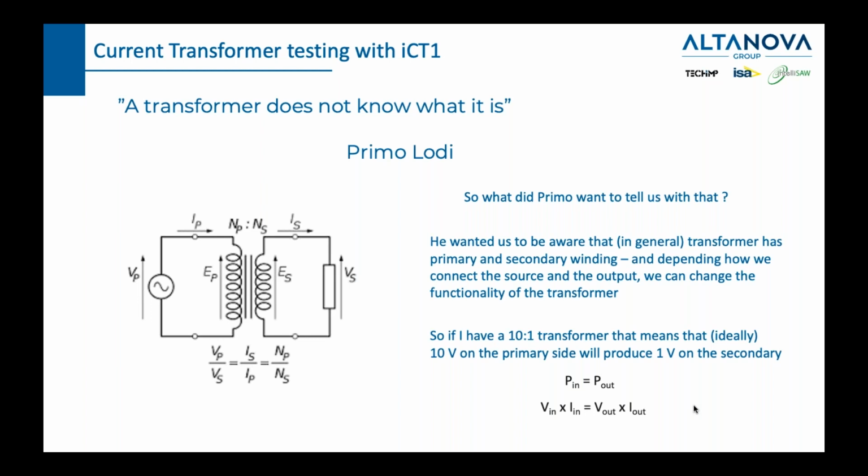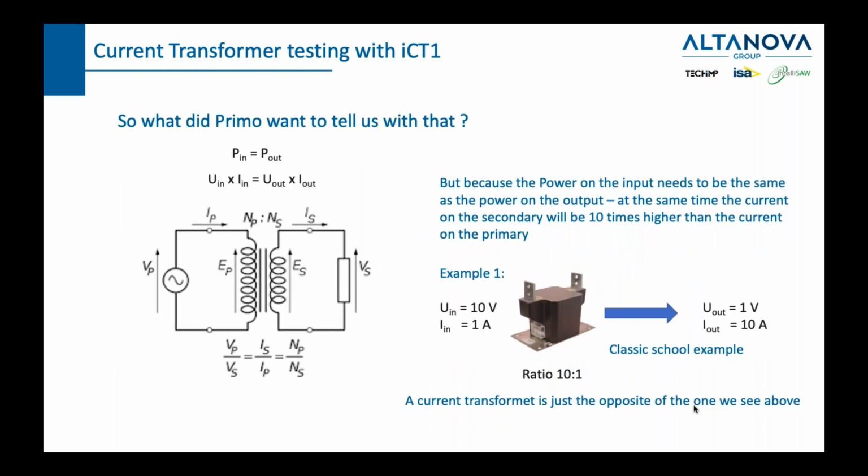Let's say that I have a 10-to-1 transformer. That means ideally that 10 volts on the primary side will produce 1 volt on the secondary side. This is something we learned in school, especially when discussing the basics of the transformer, because often transformers are used to step down the voltage. You have big transformers near big cities which step down the high voltage that was used to transmit the power coming from the power plants.